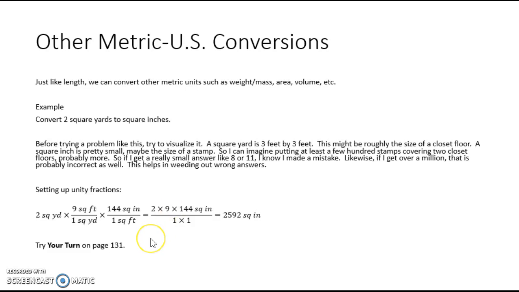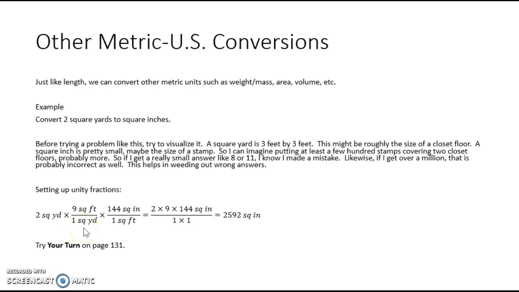So let's set up our unity fractions. In this case, we can do 2. So we start with the 2 square yards. Now think about it. A square yard is 3 feet by 3 feet. So if we're looking at the number of square feet in a square yard, that's going to be 3 times 3, which is 9 square feet. So if you have a conversion table, you can use that, but you can also reason some of these out. So 1 square yard is going to be 9 square feet.